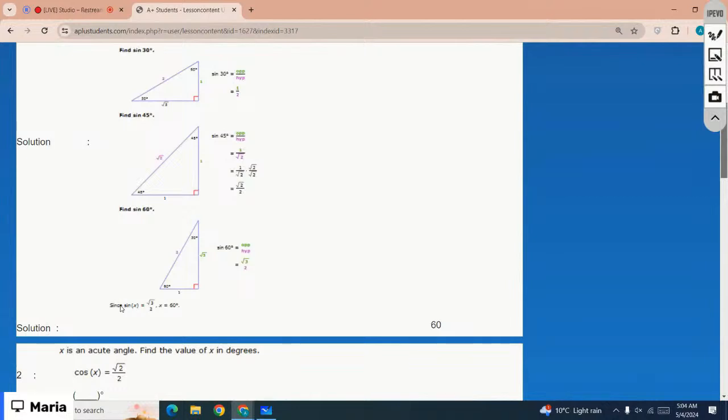You have to calculate the sine of angles from all three triangles, right? Sine 30, sine 45 and sine 60. Got it?